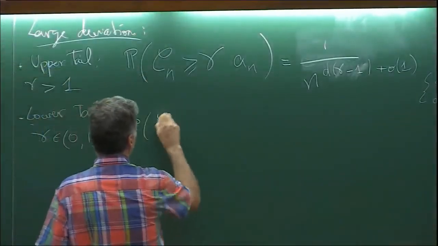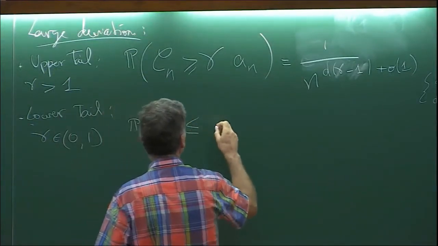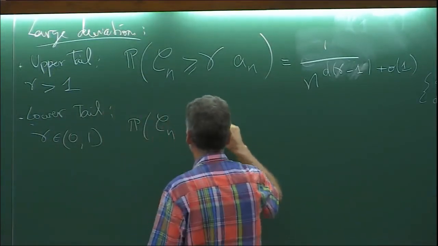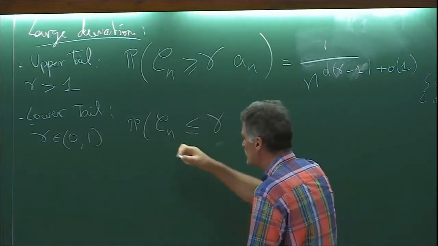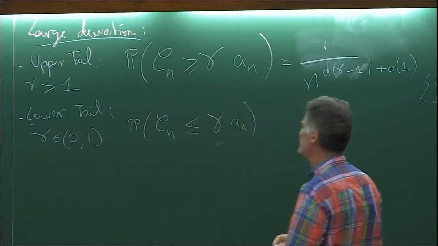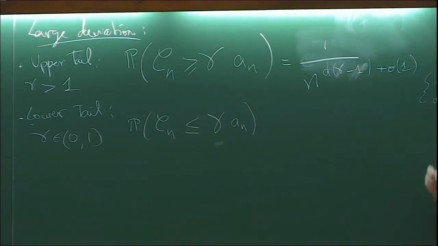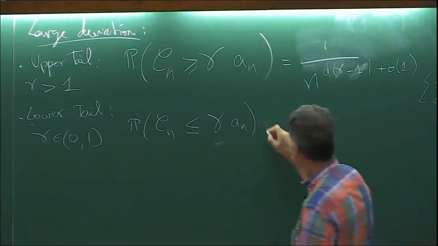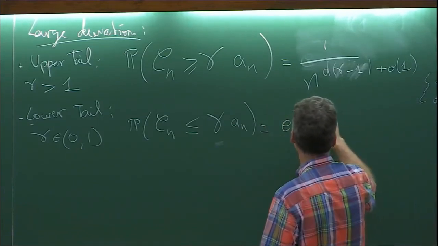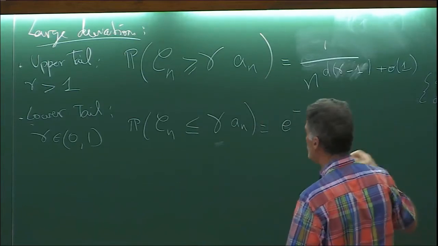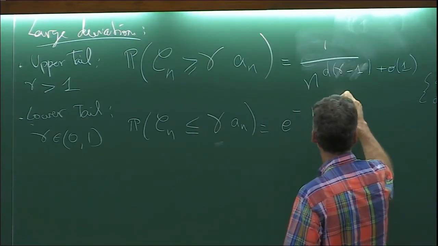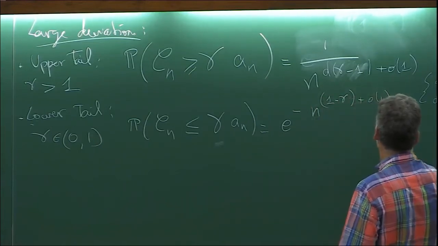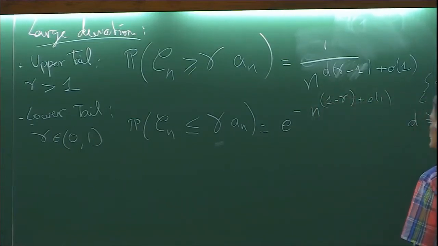So now you take a gamma between 0 and 1. I try to remember that it's less than 1 this time. And you look at the probability for the cover time to be very small, the cover process to be very quick, less than gamma times the typical time. This will decay, not in a polynomial way, but in a stretched exponential way. It will decay like e to the minus n to the stretch power, which will be 1 minus gamma, in dimension larger than 3.